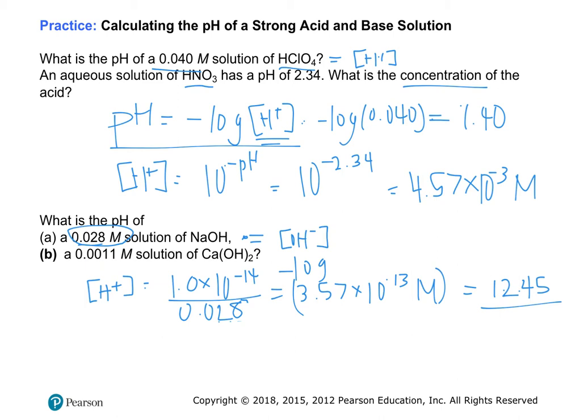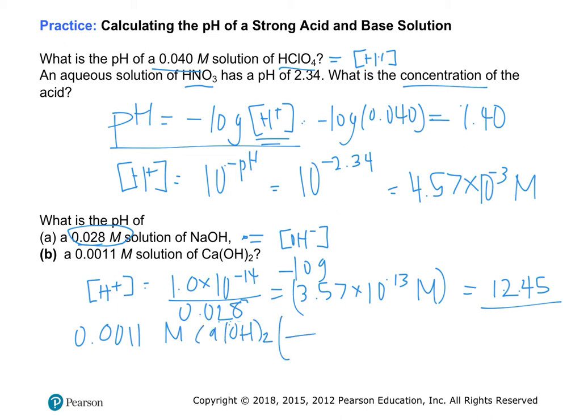When we have our concentration of calcium hydroxide, so we have 0.0011 molar of calcium hydroxide.